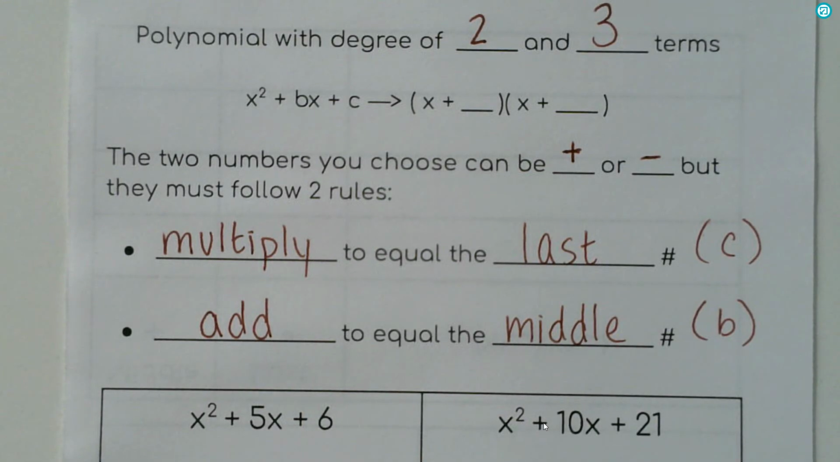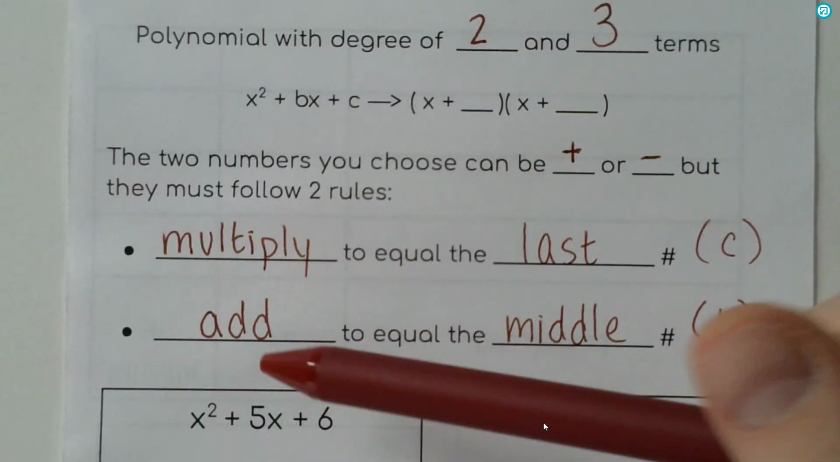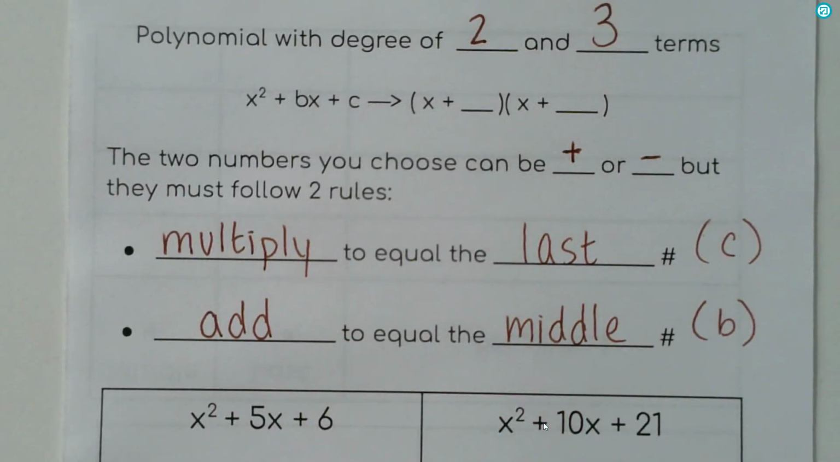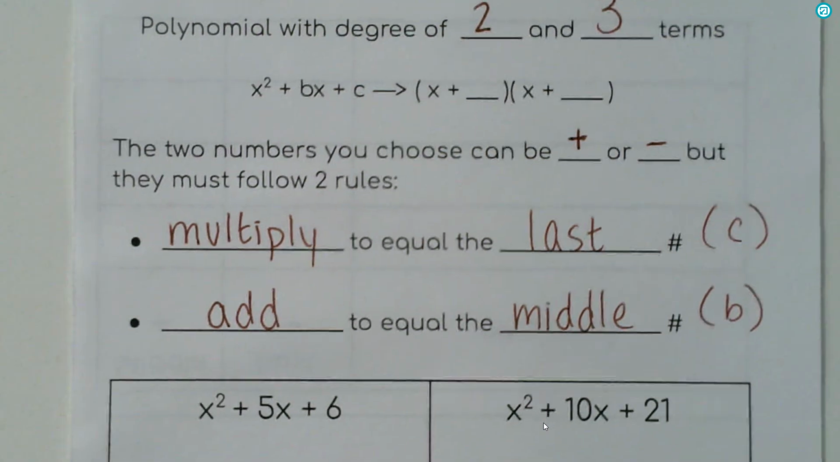So that's why we just stood at the boards and played the game of the puzzle of find two numbers that multiply to equal this and add to equal this. Because that's the thinking part of today, finding two numbers that multiply to equal the last number and add to equal the middle number. And then we'll write them a certain way, and that will be our factored version. Any questions right now?